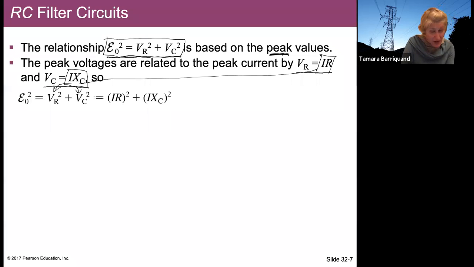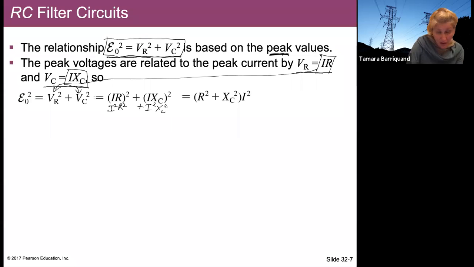So rewriting that, I have IR squared plus IXC squared. I'm going to go ahead and distribute my squareds here: I squared R squared plus I squared XC squared. And now that I've put that through, I can go ahead and factor out my I squared. And so I'm going to have R squared plus XC squared times the factored out I squared.